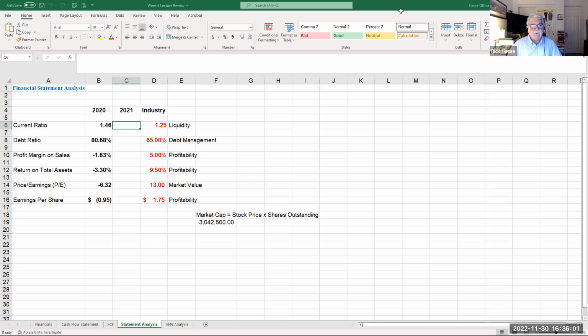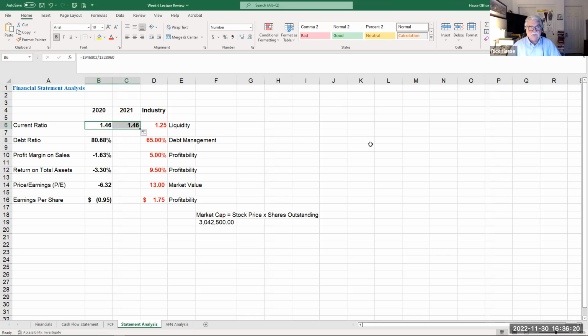So that's what we're doing here with this second tab. The current ratio is current assets divided by current liabilities. In 2020, it was 1.46. So for every $1.46 of current assets, there was $1 of current liabilities.